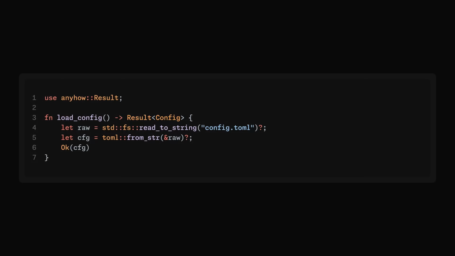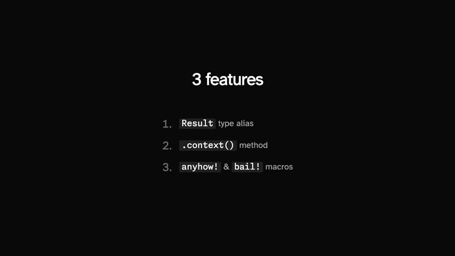But there's another issue. Most Rust developers use anyhow because everyone else does, without really understanding why it's become the default choice for application-level error handling. So let's go over the 3 core features of the anyhow crate, so you know exactly when to use it and how to use it best.